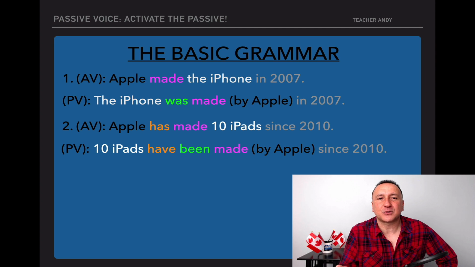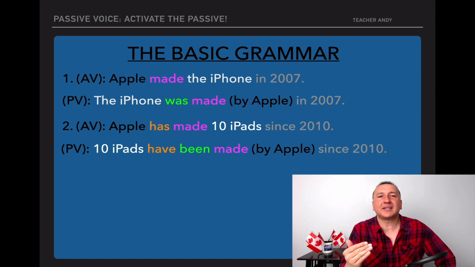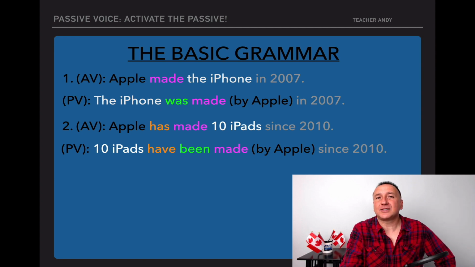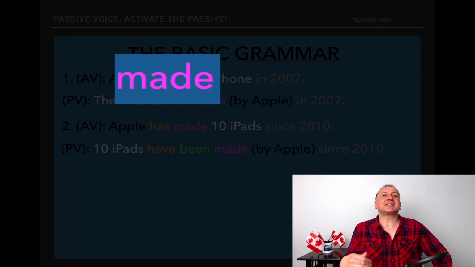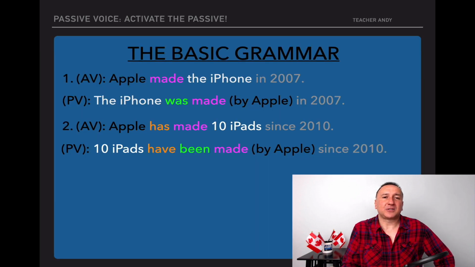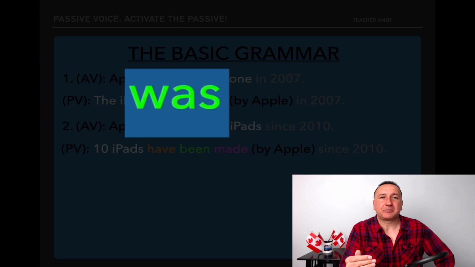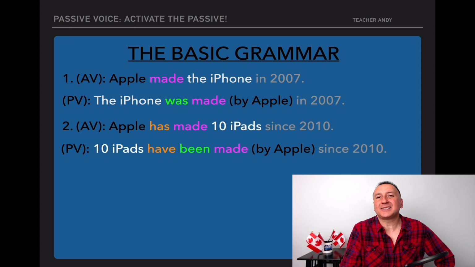So look at the first one. As you can see, I've color-coded the different aspects so that it's easier for you to see. In the active voice, the verb is made, and you keep the same verb in the passive voice, right? For example, this one, Apple made the iPhone. When you use it in passive voice, you have the iPhone was made. Then you have in green the verb to be. You always have to use the verb to be, right? And then you always have to what? Look at example number 2.